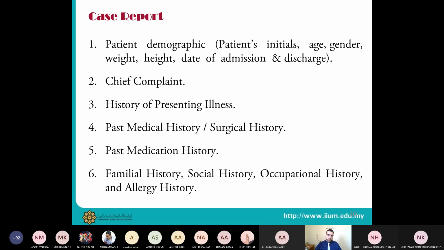Maybe later we'll discuss what we mean by allergy. Some patients may claim they have an allergy to a particular medication. Allergy should be differentiated from side effects. Okay? We mentioned we have two types of adverse drug reaction. One is type A, which is related to the pharmacological effect of a medication. But type B is considered an allergy.